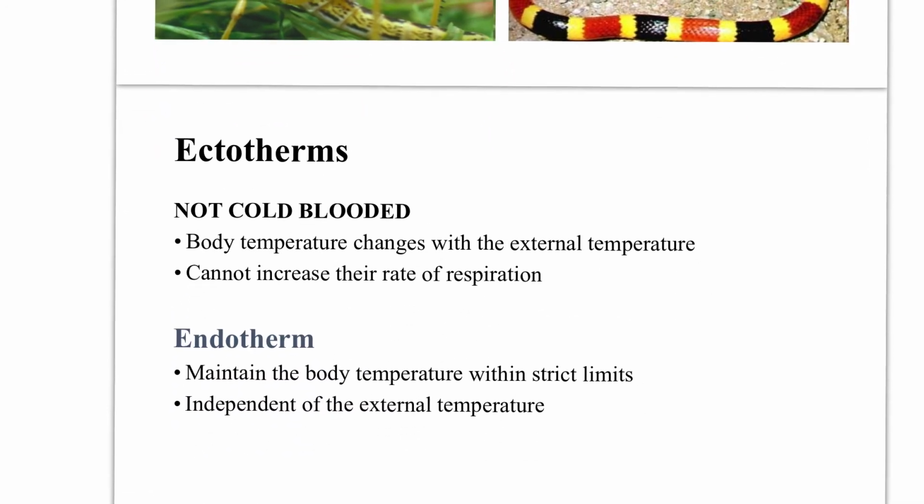So what is the correct term? The correct term is ectotherms. They're not cold-blooded. Their body temperature just changes with the external environment. So they cannot increase their rate of respiration, and I want to clarify this. That doesn't mean they can't ever increase their rate of respiration. They just cannot increase their rate of respiration as a method to control their body temperature. Whereas we are endotherms. We can maintain our body temperature within strict limits. So we do things like sweating, or like shivering.